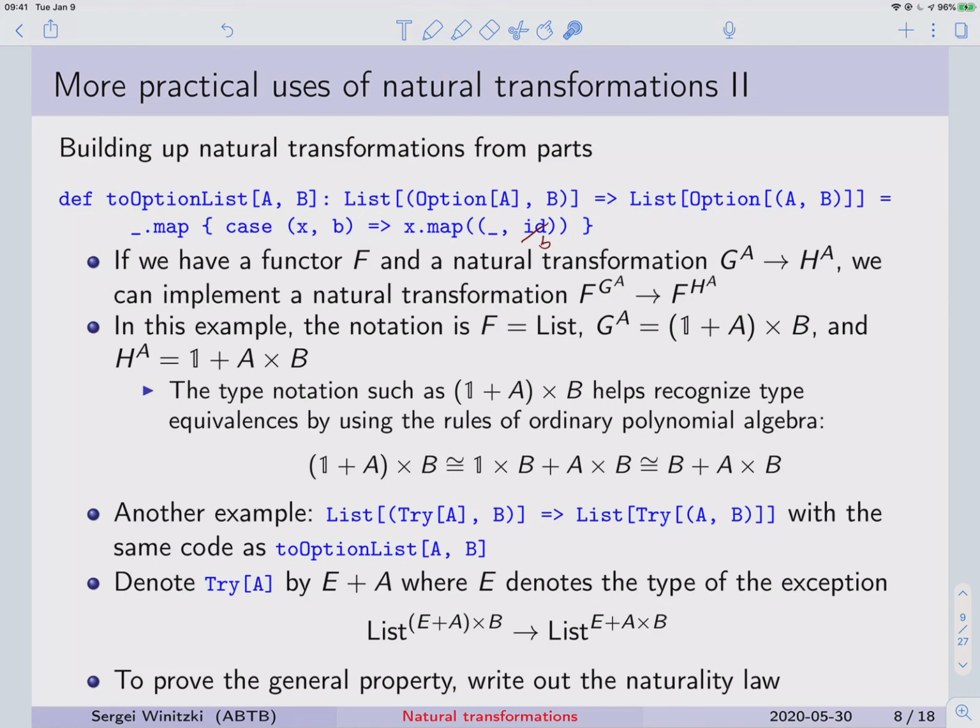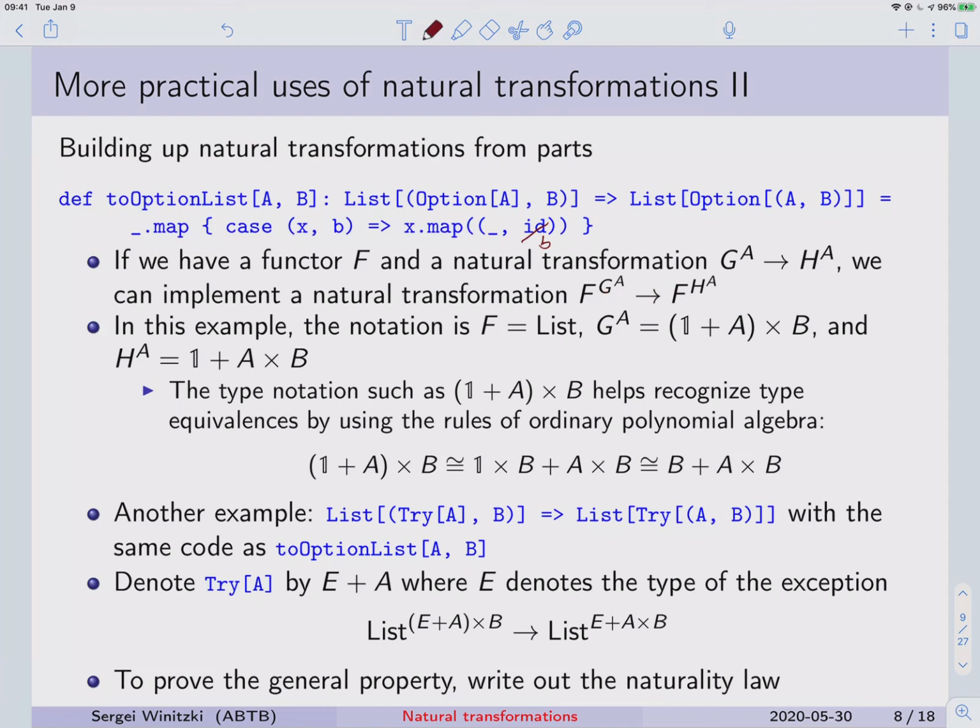And you're also guaranteed that this is a natural transformation. You don't have to check the laws. Why is that? Because it's a general construction. If you have a functor f, which in the case that I just looked at is list, and a natural transformation between some g and h, then you can compose the functors and you have a natural transformation of this kind.